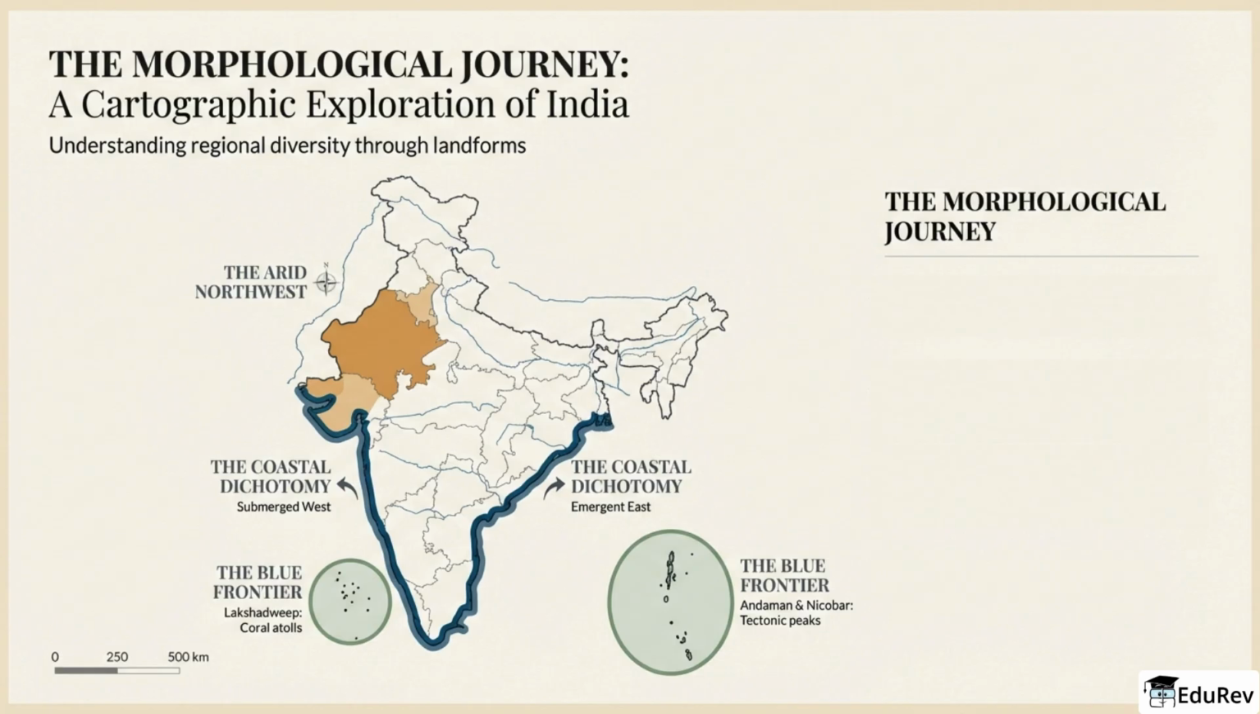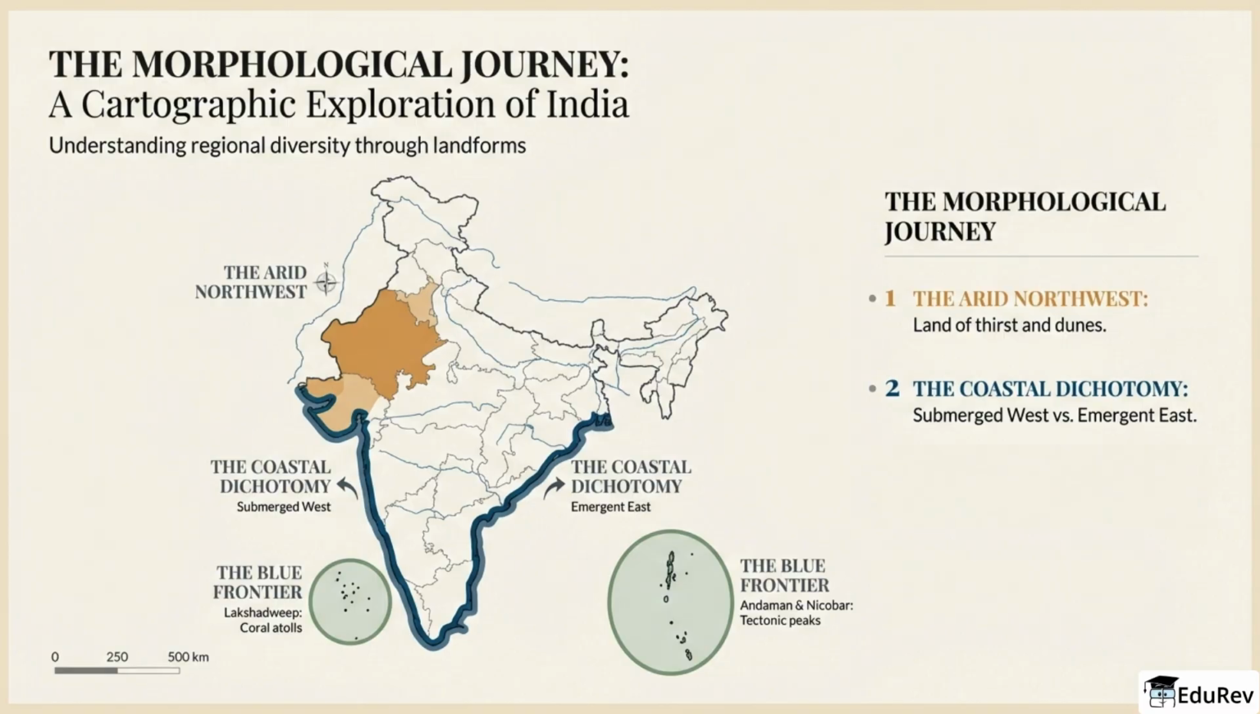There are three anchors here. First, the arid northwest, a region shaped by dryness and wind action. Second, the coastal contrast, where the western coast behaves like a submerged margin, while the eastern coast behaves like an emergent one. Third, the blue frontier, where India is not just a mainland story, but also a story of islands, coral atolls in Lakshadweep, and tectonic peaks in Andaman and Nicobar. Here's what serious aspirants do differently. They don't memorize regions. They memorize the process that dominates each region.